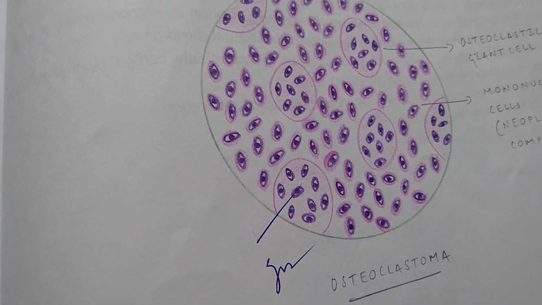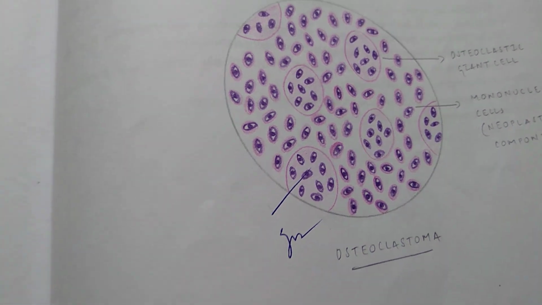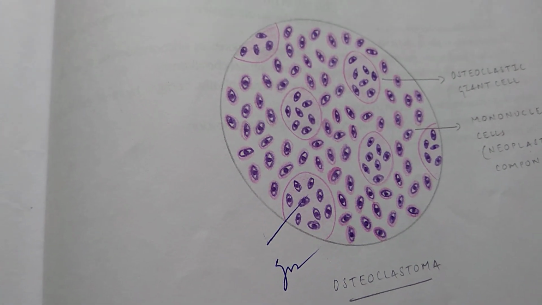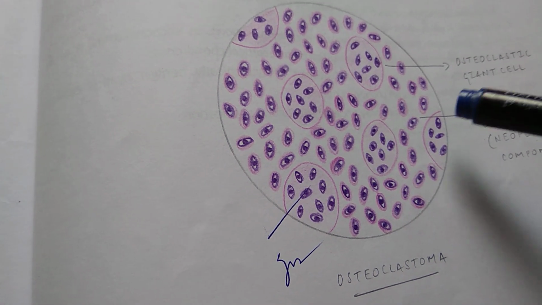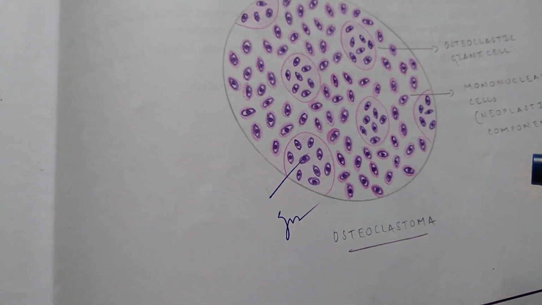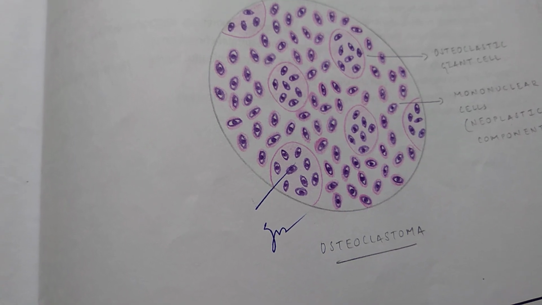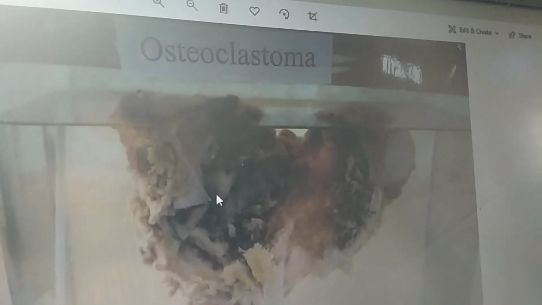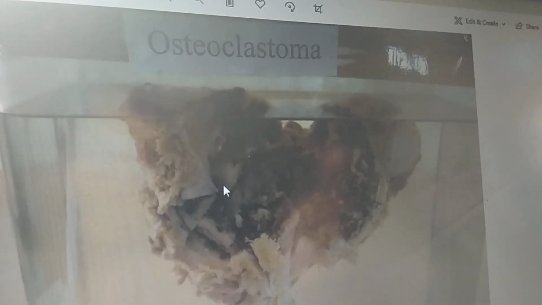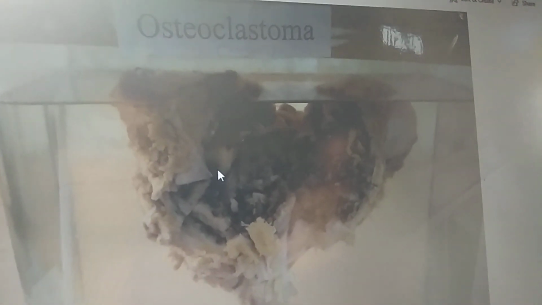Okay. So soap bubble appearance will be there in X-ray in this osteoclastoma. Basically, what do you think it is? Clastoma. Is it benign or malignant? Neoplastic is the word they have written. This is a pathological specimen. Actually, it's a benign condition, osteoclastoma, soap bubble appearance.